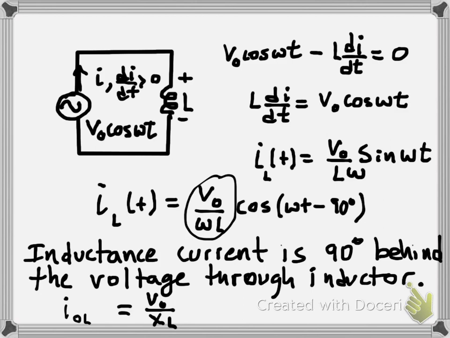As we did before, the number that is dividing the peak voltage, the analog of resistance, but in this case for an inductor in an AC circuit, we call that the reactance of the inductor, and the reactance of the inductor is defined as XL equals omega multiplied by L.